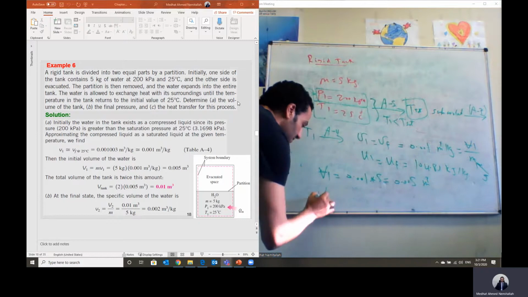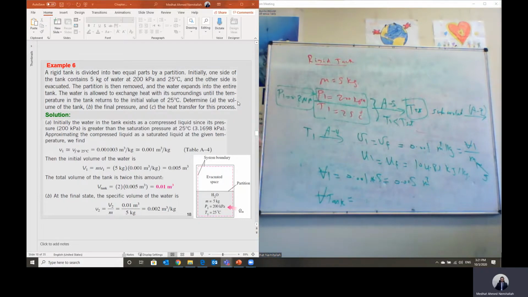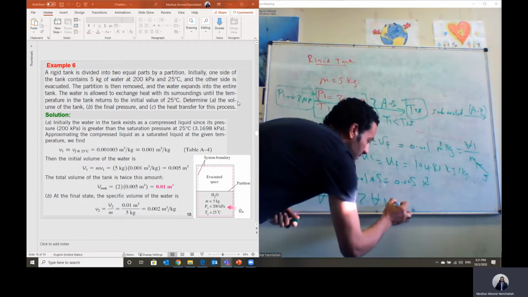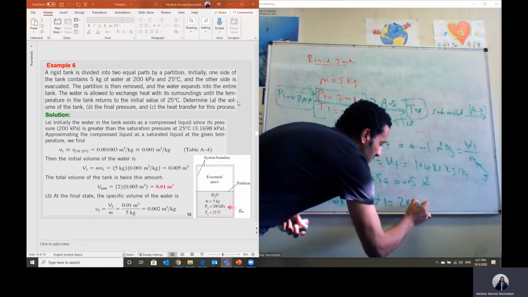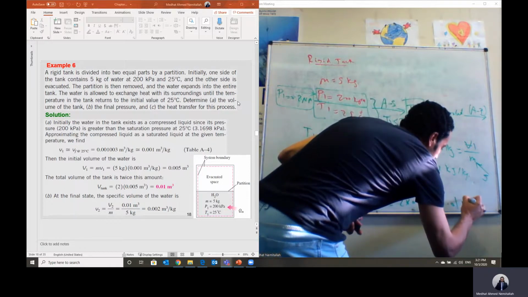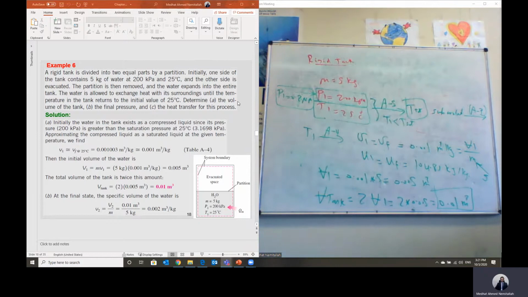But the volume of the tank, after cracking the diaphragm, then in this case water will be occupying the whole volume. V1 is half of the volume of the tank, so the volume of the tank will equal double V1, which is 0.005 doubled, so it will equal 0.01 meter cube. And this is actually the whole volume of the tank.